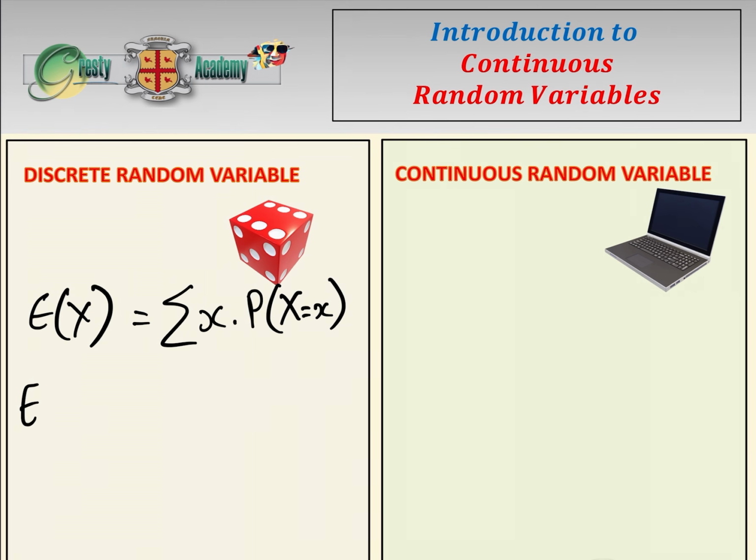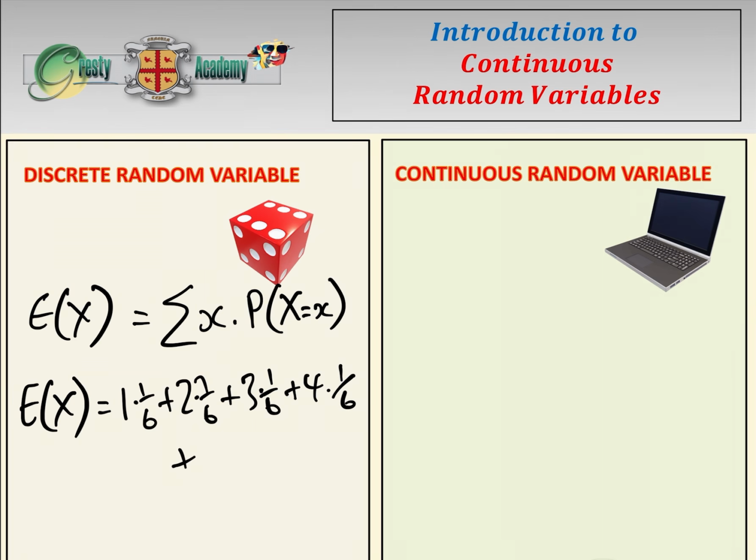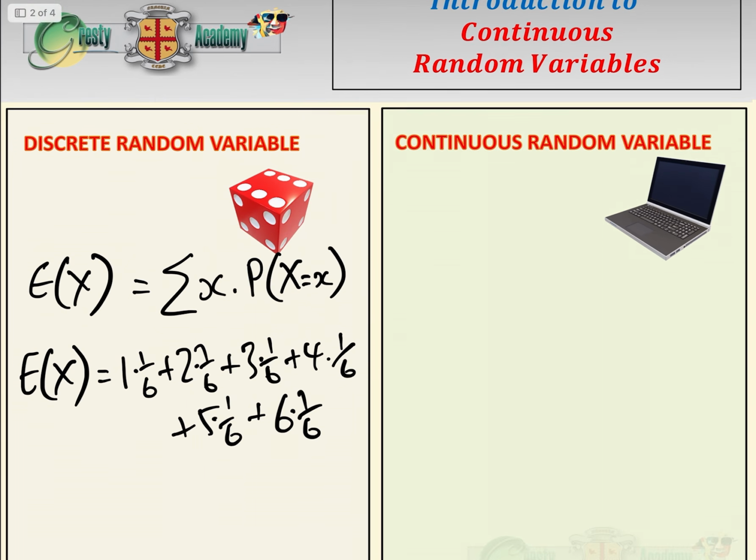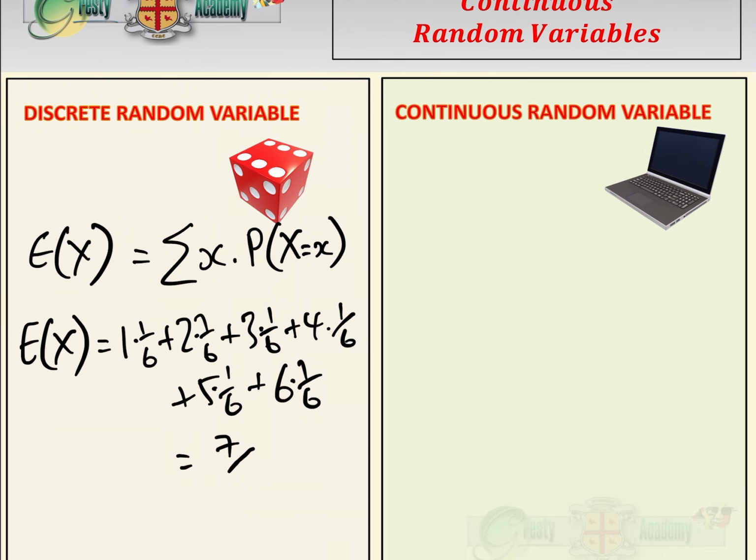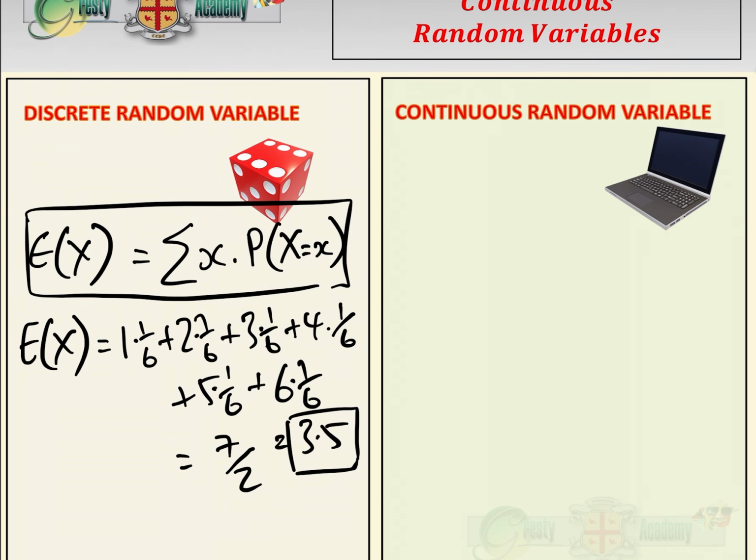So for our dice, the expected value of x equals, well, it comes up 1 a sixth of the time, and 2 a sixth of the time, and 3 a sixth of the time, and 4 a sixth of the time, and 5 a sixth of the time, and 6 a sixth of the time. So that basically equals 7 over 2, which is 3.5. For a discrete random variable we use this formula, and in the case of the dice the expected value is 3.5, which of course doesn't have to be one of the values, and obviously in this case it isn't. There isn't a 3.5 here.